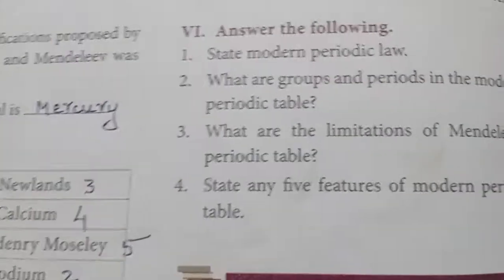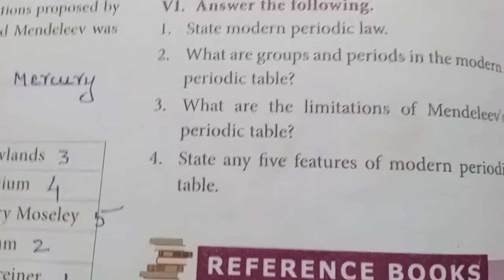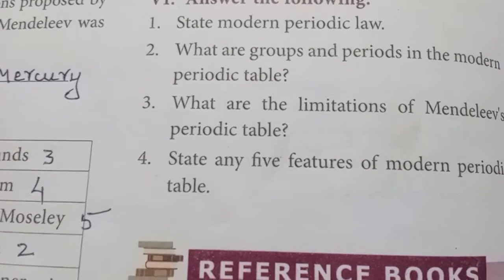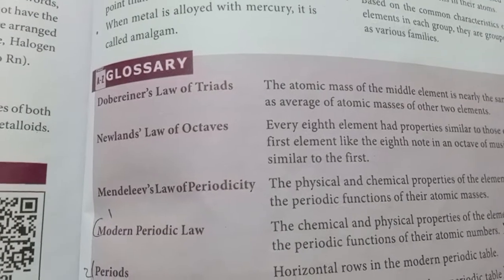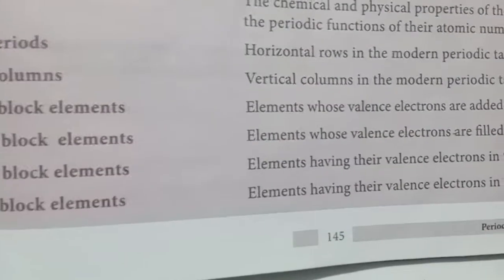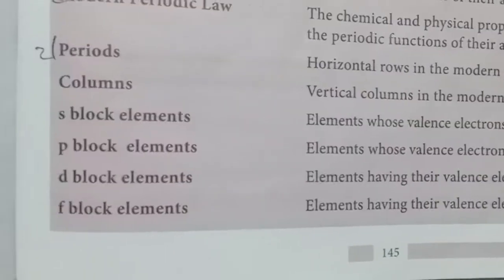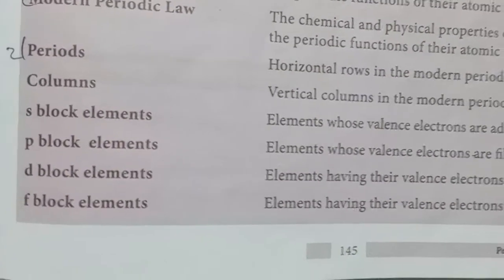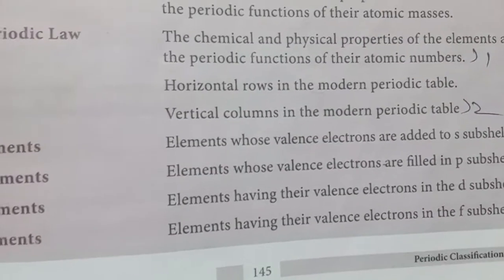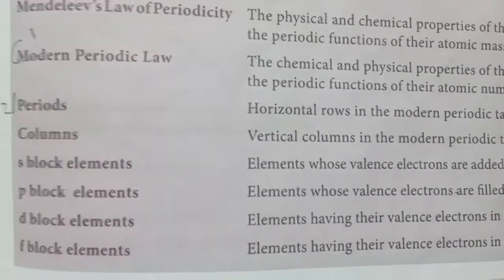And the second question: what are the groups and periods in the modern periodic table? The answer for this question also comes under the glossary section. Periods means horizontal rows in the modern periodic table, and groups are vertical columns in the modern periodic table. That is the second question's answer.